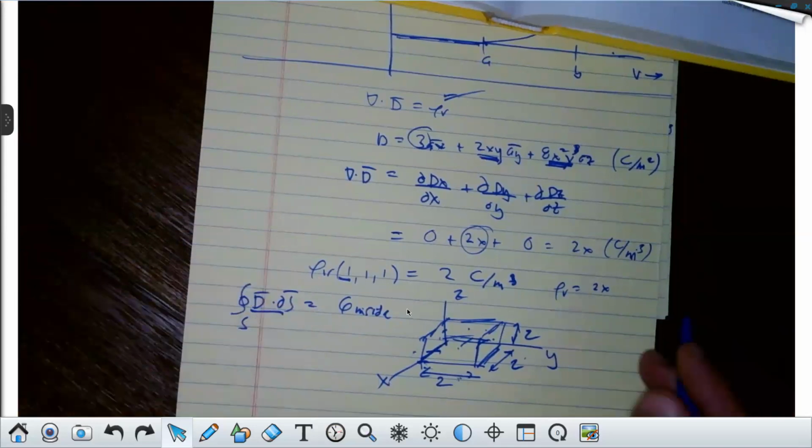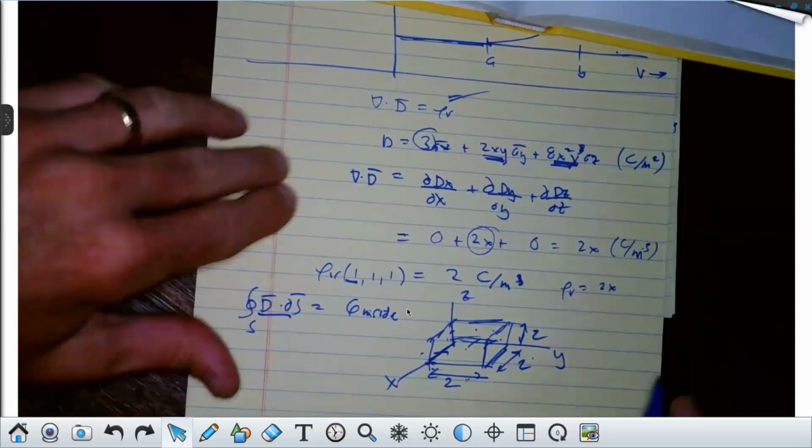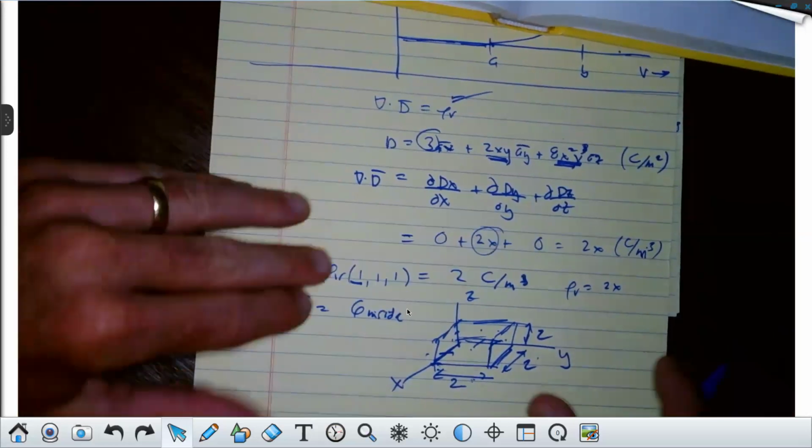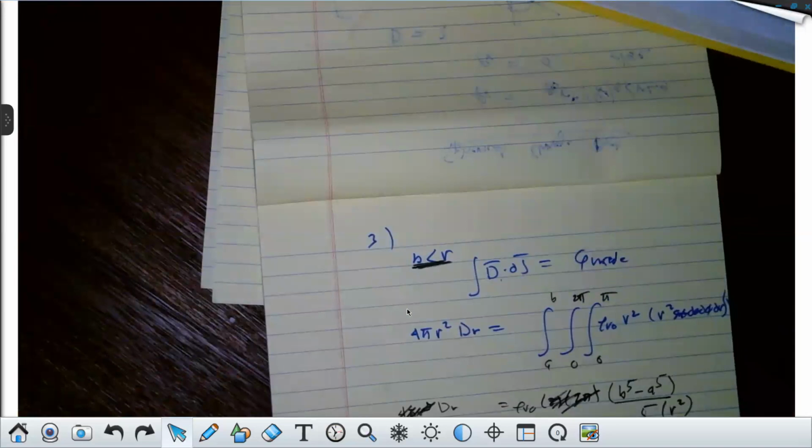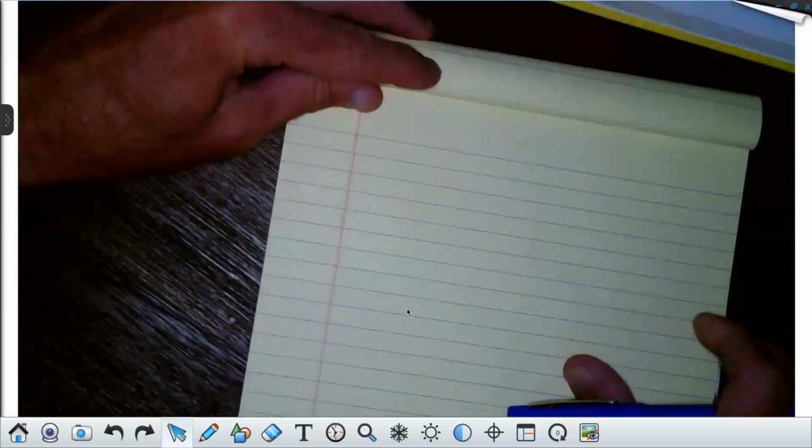And let's do that right now. So now we want the charge inside this cube. And this is problem 339. I'm going to flip the page, all right? I'm running out of paper. So when we do that, we get this. Lo and behold, we get this.